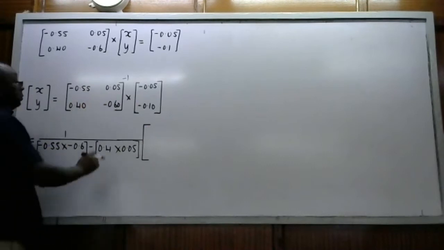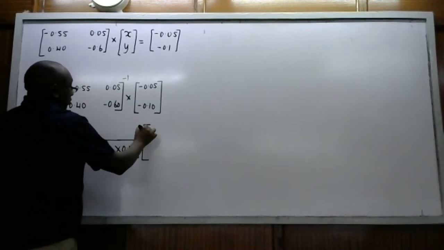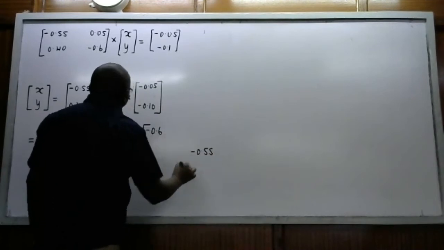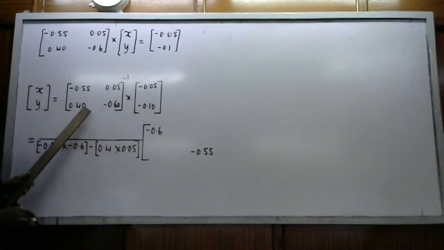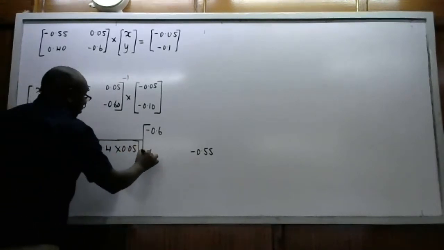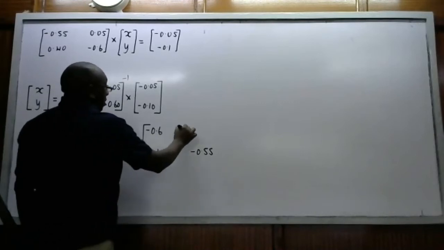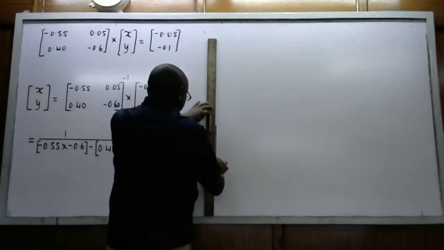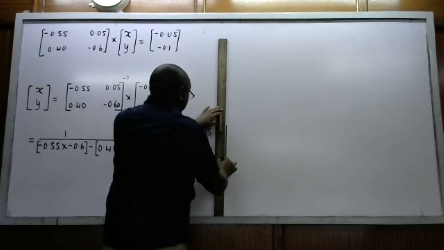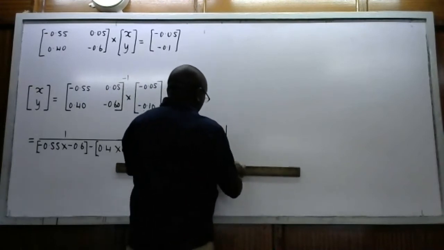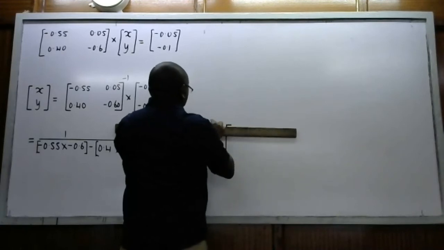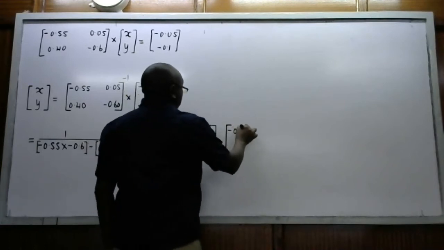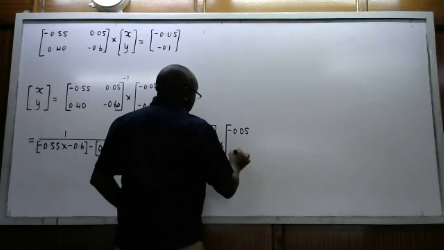And for the new matrix, we change position for the major diagonal. So that is minus 0.6 and minus 0.55. Then you change the signs of the minor diagonal, minus 0.4 and minus 0.5. Times minus 0.05 and minus 0.1.